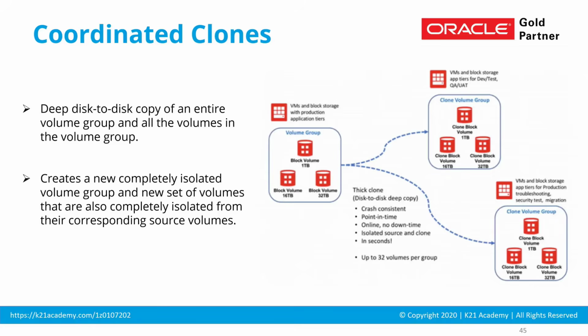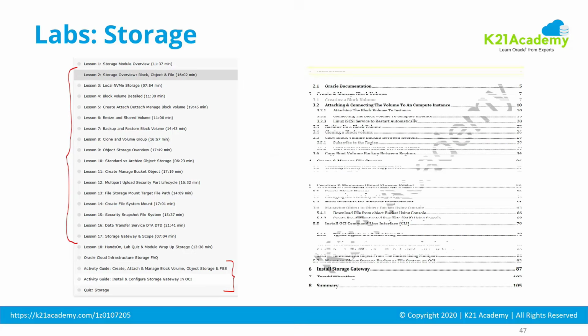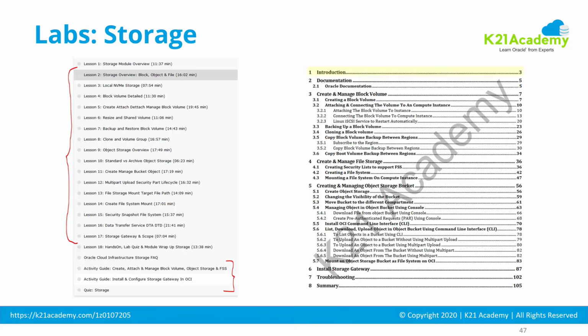So that's a coordinated backup. Also, how do you clone these different types of storage? Another important thing you should be familiar with is the data transfer service, which includes a data transfer appliance or data transfer disk, or you have a storage gateway to copy the data, or you decide to directly transfer this data from your on-premise to the cloud over FastConnect or VPN Connect. And all this is covered by the hands-on lab where you do all these operations.